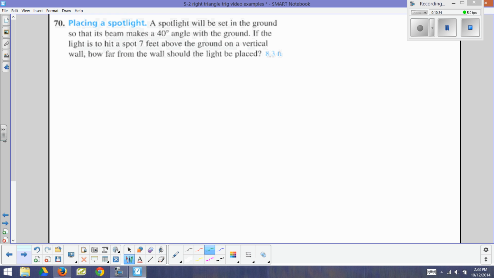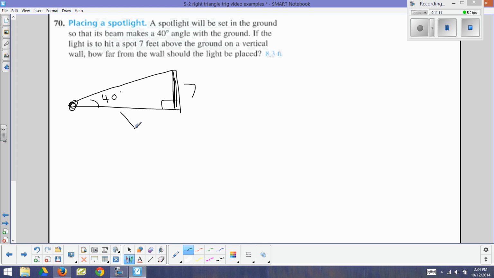70. Spotting a spotlight. A spotlight will be set in the ground so that the beam makes a 40-degree angle with the ground. If the light is to hit a spot 7 feet above the ground on a vertical wall, okay, so I have a vertical wall here, a right angle, it's 7 feet. A spotlight was set in the ground, so my spotlight will be over here at this corner. The beam makes a 40-degree angle, so there's a 40 degrees.